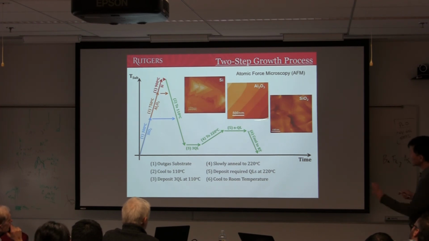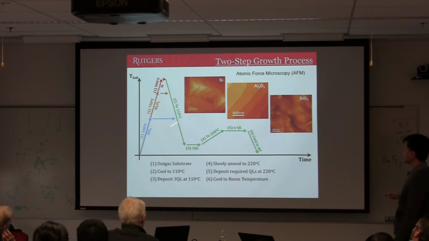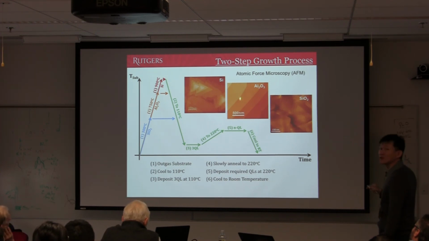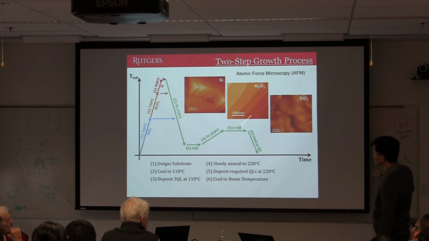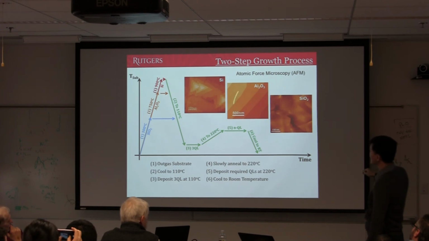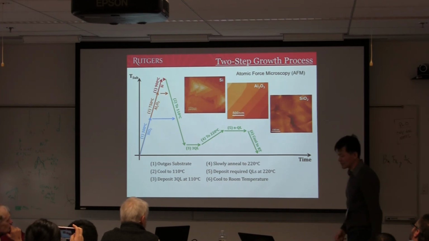Just by looking at the morphology, on sapphire versus silicon oxide, sapphire looks the best. On silicon oxide or silicon, this is all one unit cell step, and this is all atomically flat. This is flat too, but you can see that the terrace is much bigger on this. So this is the best.